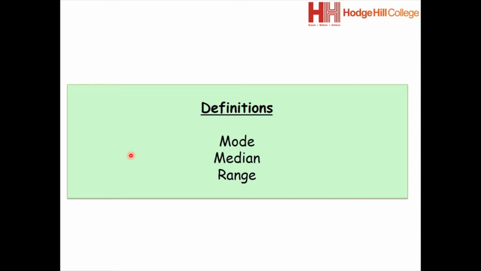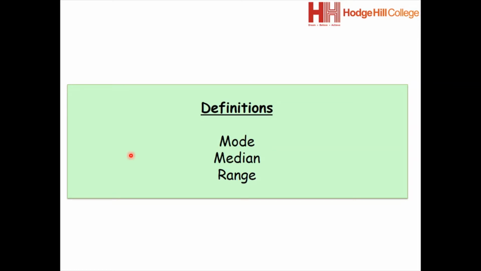So the first thing I would do is ask you to please define each of these three words that are on the video at the moment. So first one is mode. So you need to write down a definition for mode. Second one is median, and the third one is range. I'm just going to give you a second to do that. Please pause the video and try and write down your own definition.